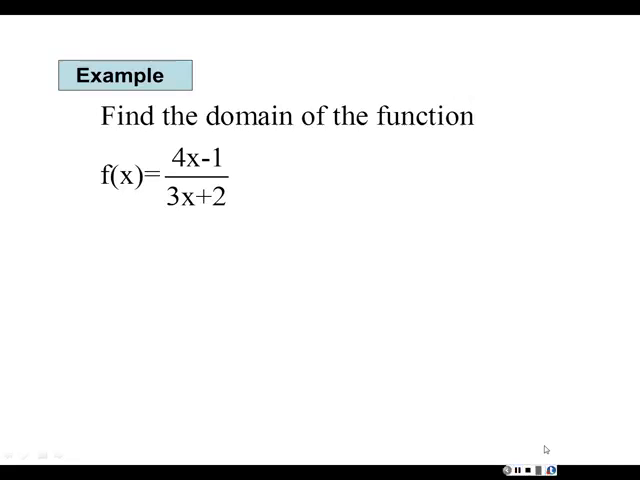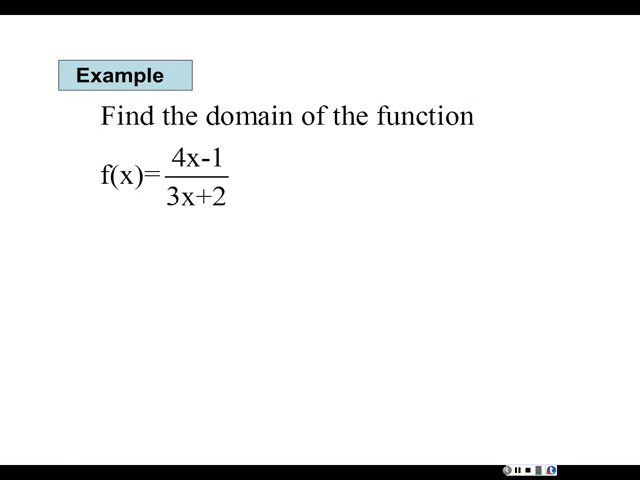Alright, so let's see for which value of x, 3x plus 2 becomes 0. So 3x plus 2 will be 0. So 3x equals negative 2, right? And then x equals negative 2 over 3. Now remember, this is the point for which 3x plus 2 will be 0. So this point must be excluded.